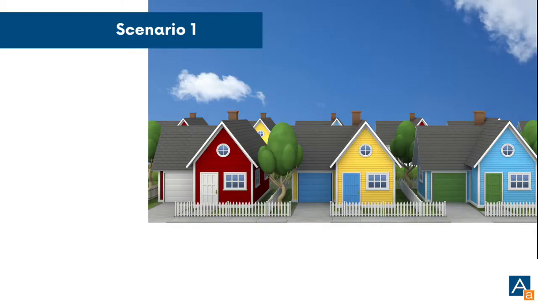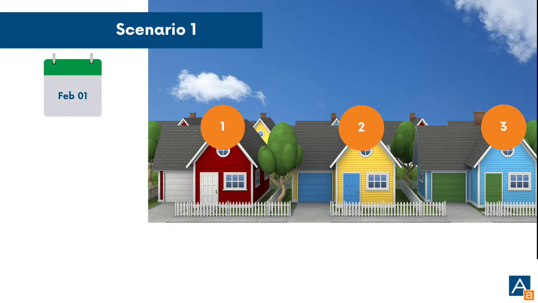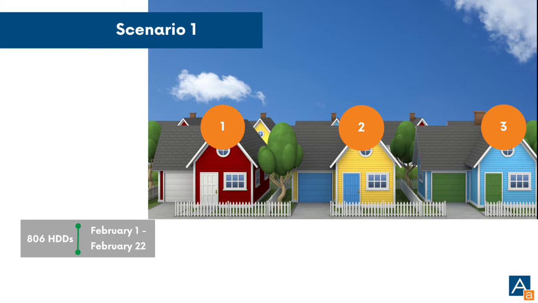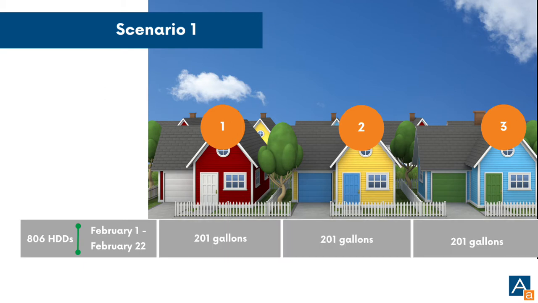Let's look at scenario one. We have three homes on the same block. We'll call them homes 1, 2, and 3. And each of them had the tanks filled on February the 1st, and then again on February the 22nd, they received another delivery. During that time span, from February 1st to the 22nd, there were 806 heating degree days. Each home received about 201 gallons.